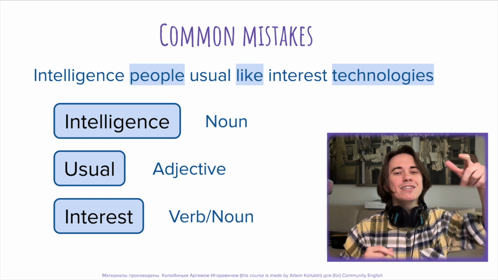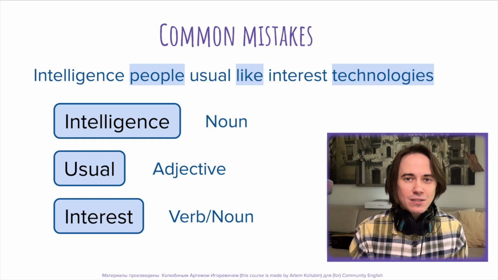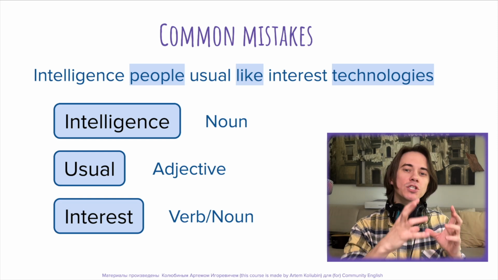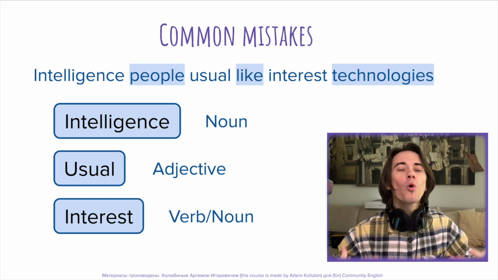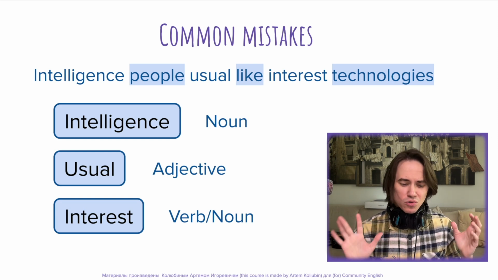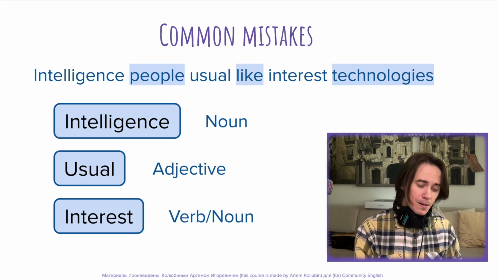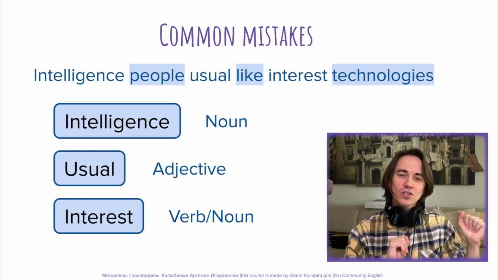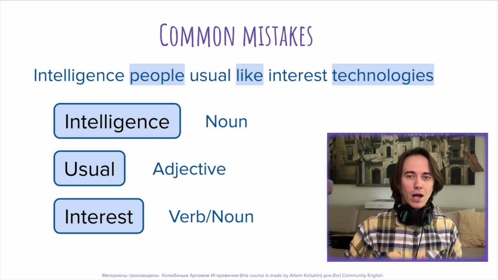So that's why it should be interesting. We would use ing suffix to make it an adjective. So see, these manipulations with suffixes would completely fix the sentence and make it more understandable for the native speaker. So instead of saying intelligent people usually like interest technologies, you would say intelligent people usually like interesting technologies. And all the suffixes would connect it all together well.